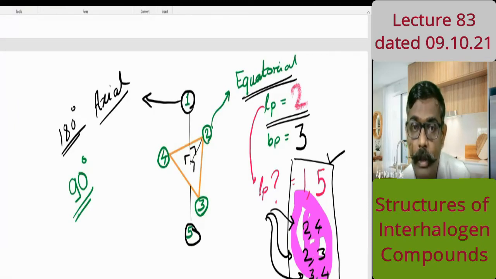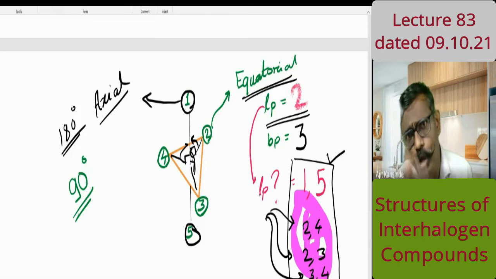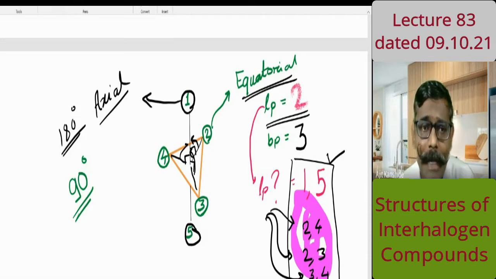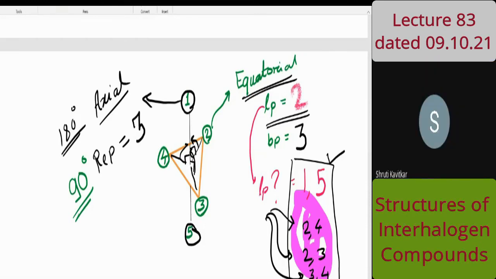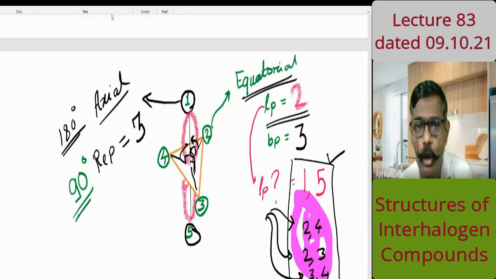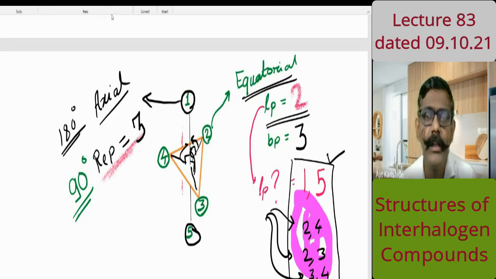So how many 90-degree repulsions are there? This bond will repel this lone pair. This bond also will repel this lone pair. This bond also will repel this lone pair. The reverse is also true: the lone pair will repel the bond. So the 90-degree repulsions are equal to 3. Are you following what I'm saying? We are considering the lone pair here. This lone pair makes a 90-degree angle to position number 2, position number 3, and position number 4. Because of that, I said the 90-degree repulsions are 3.